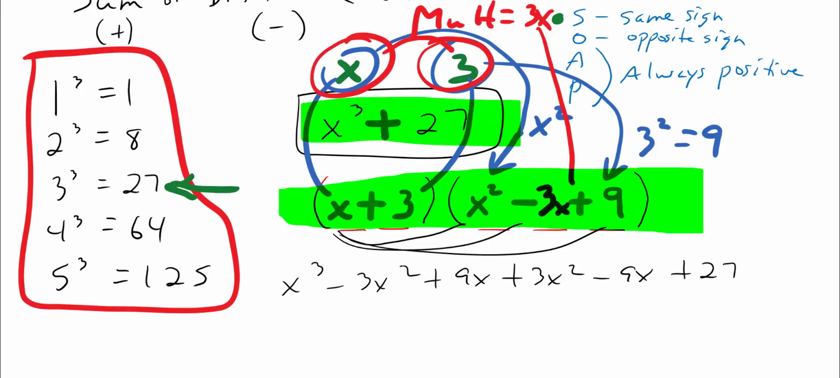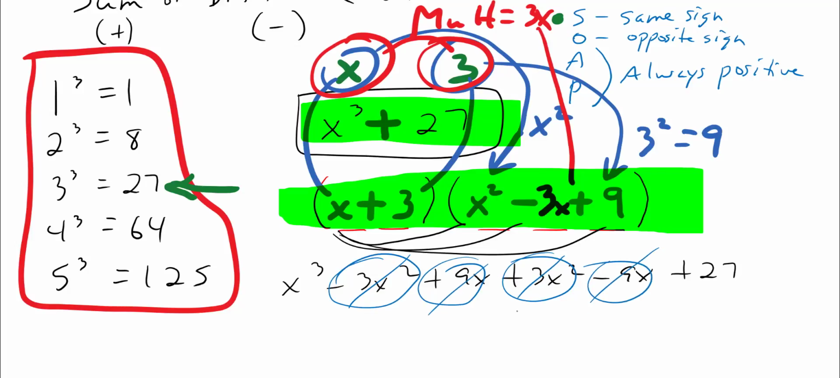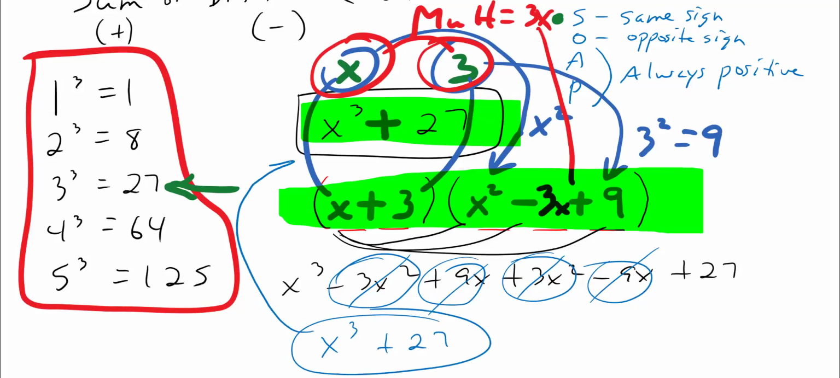So notice, math fans, this negative 3x squared and positive 3x squared cancel. This 9x and this negative 9x cancel. And what are you left with? x cubed plus 27, which is exactly what we started with.